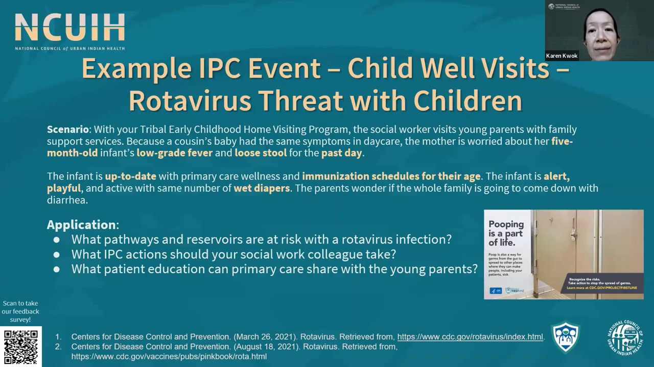Two rotavirus vaccines are currently licensed for infants in the United States. RotaTeq is given in 3 doses at 2, 4, and 6 months of age. Rotarix is given in 2 doses at age 2 and 4 months. Most children, about 9 out of 10 who get the vaccine, will be protected from severe rotavirus disease. About 7 out of 10 children will be protected from rotavirus of any severity level.